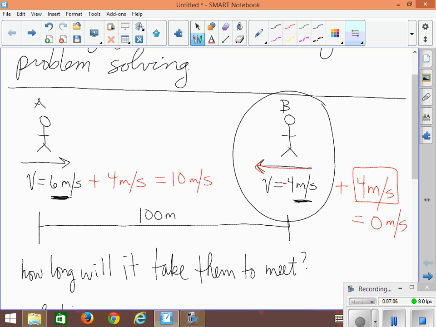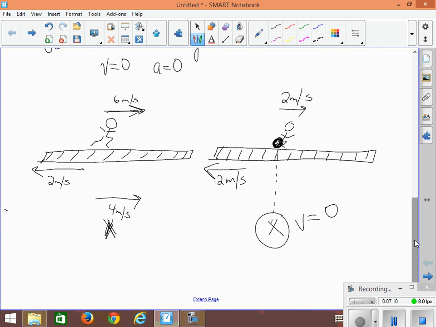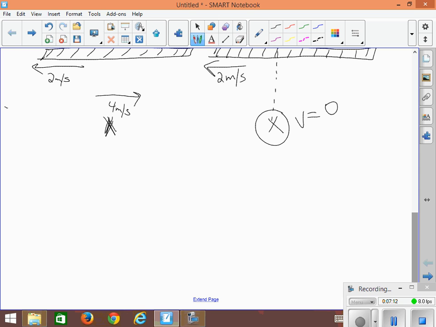So what that means is I have new information. If I start to consider what I have, let's take person A, right? Person A now had an initial velocity of 6 meters per second, but I've added 4 meters per second because of the conveyor belt, correct? Which gives him 10. So I'm just rewriting what we had set up above so we can work with it.